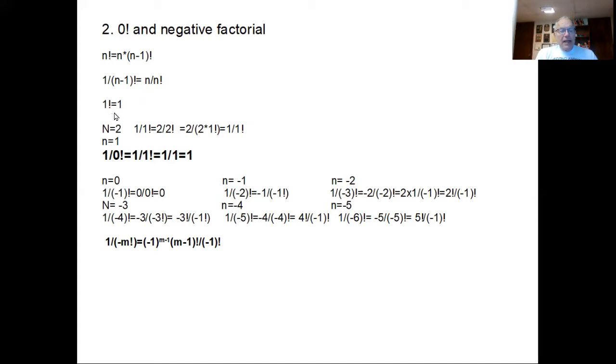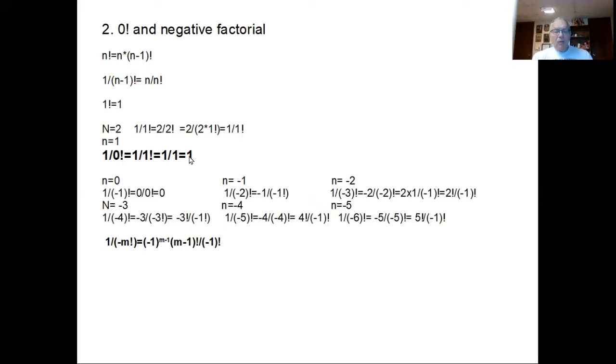And now let us make use of the fact that 1 factorial is equal to 1. If we substitute n equal 2 in this formula, we get 1 over 1 factorial is 2 over 2 factorial. Well, 2 factorial is 2 times 1, divided into 2 gives us 1. Now let's try n equal to 1. 1 over 0 factorial is equal to 1 divided by 1 factorial. That's equal to 1. So 1 over 0 factorial is 1.